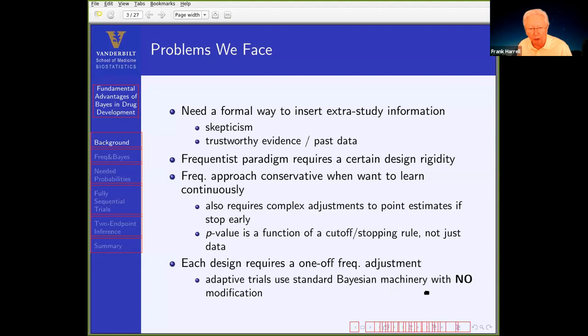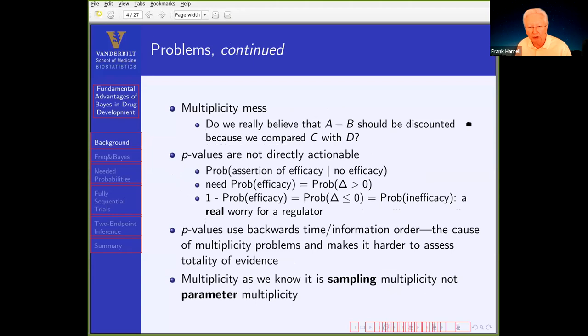Now we have a multiplicity mess that's really caused a lot of confusion among statisticians and non-statisticians alike. So one way to state it is, do you really believe that a comparison of treatment A and B should be discounted because you also compared treatment C with treatment D? So that sort of discounting really violates fundamental rules of evidence, and it's a result of sampling issues that I'll talk more about.